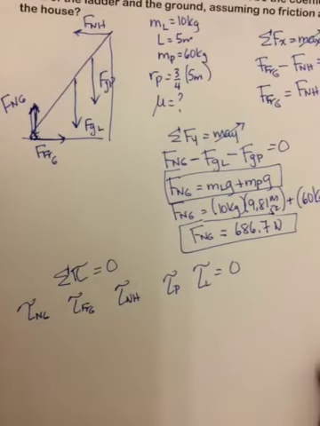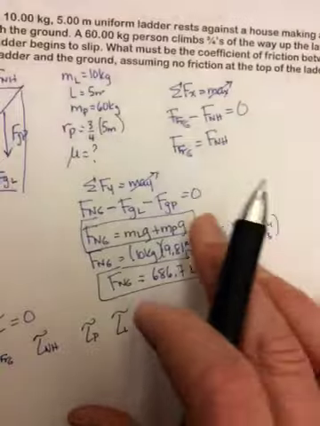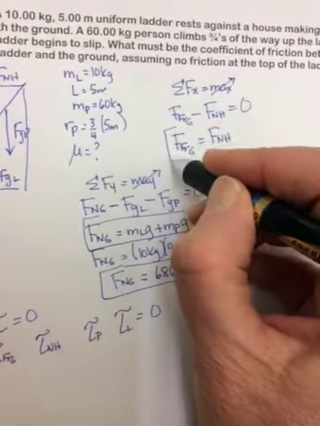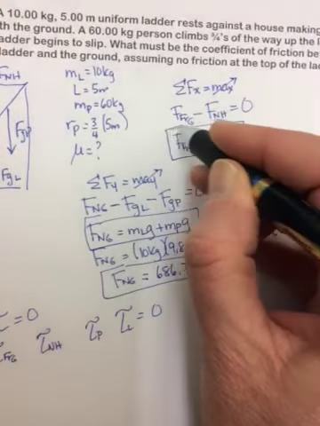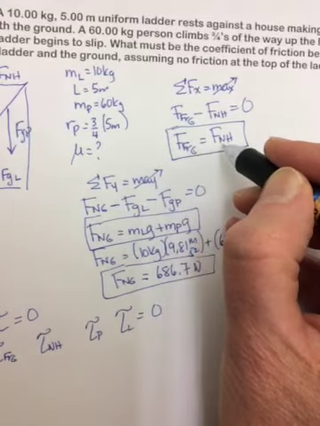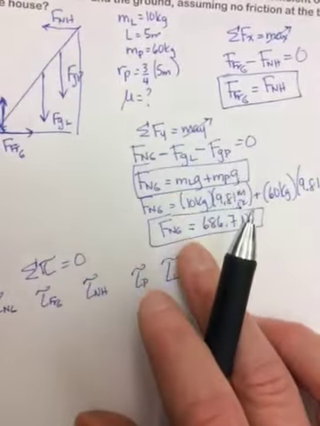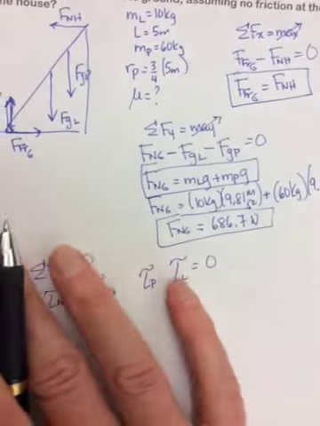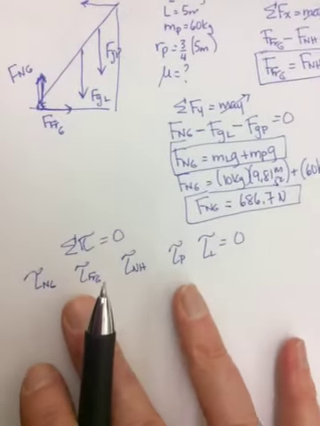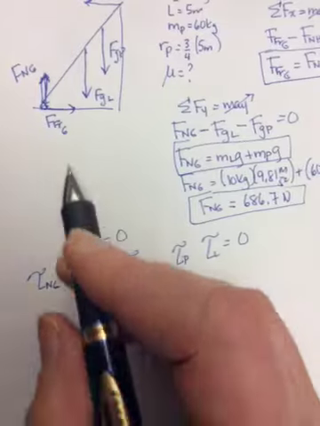Okay, so we were in the middle of our torque ladder question. We had already done the sum of the forces in the x, and we found that the force of friction on the ground equaled the normal force of the house. We did our sum of the forces in the y, and we actually got a value for the normal of the ground. And we're now about to do our sum of the torques.